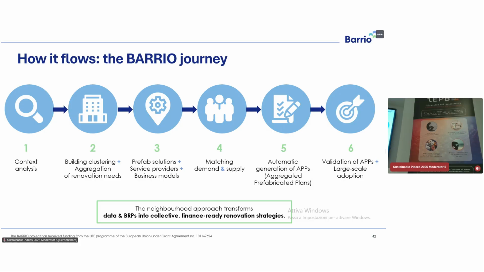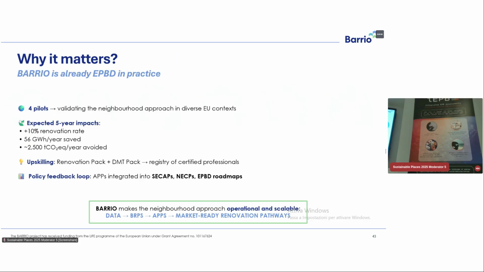And on the basis of the matching, we are going to build automated prefabricated plans, and we are going to validate them in our 4 ecosystems, which provide us with a diversity of market maturity scenarios, of different conditions, and so on. And we foster large-scale adoption. In this way, our neighborhood scale approach transforms data and BRPs into collective finance-ready plans and renovation strategies.